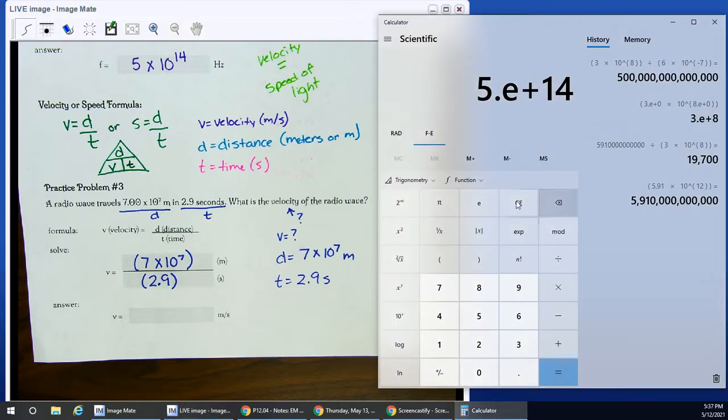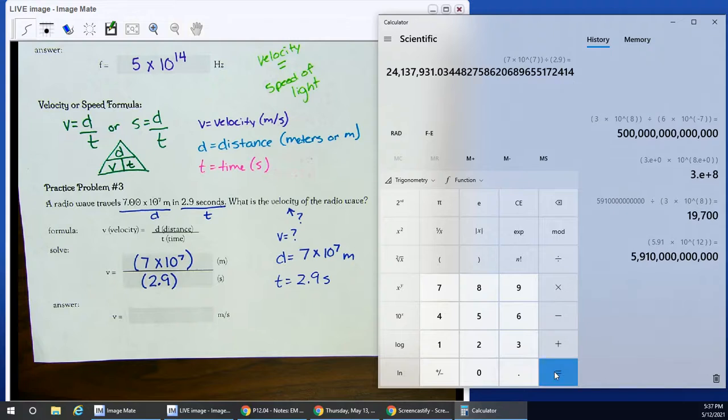All right, let's clear this out. I'm going to change it back to regular so I can see what I'm typing clearly. I'm going to start off by my open parentheses, 7 times, it's going to be 10 to the 7th power, so I'm typing in another 7 with the 10x, and I'm going to close that parentheses. So I have 7 times 10 to the 7th power. Then I'm going to divide that with another open parentheses, 2.9 seconds, close parentheses, have it right here at the top. Looks good. I'm going to hit equals.